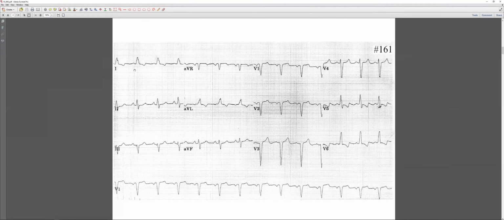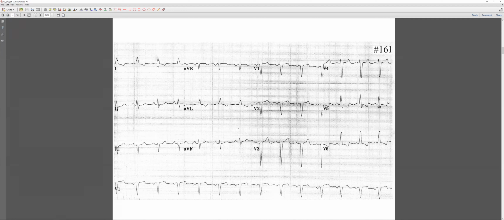So, I think this is a rhythmic heartbeat. I see about 4 of the large squares between beats. That's great. So that would mean that the rate is around 60. 4 means 75, oh, 75. 5 means 60. So it's around 75.